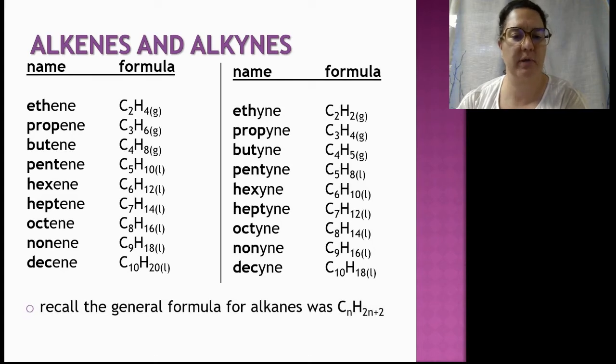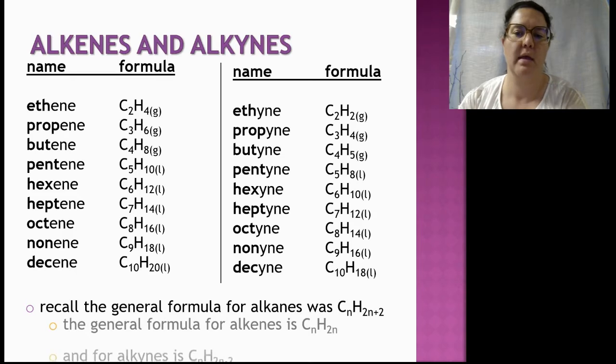If we look at the general formula for alkanes, we have CnH2n+2. The general formula for alkenes is CnH2n. And the general formula for alkynes is CnH2n-2. And this information is in your data booklet.